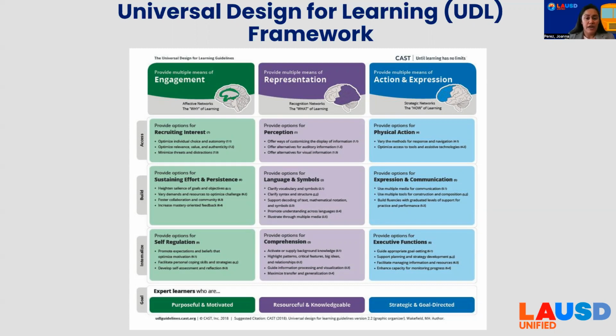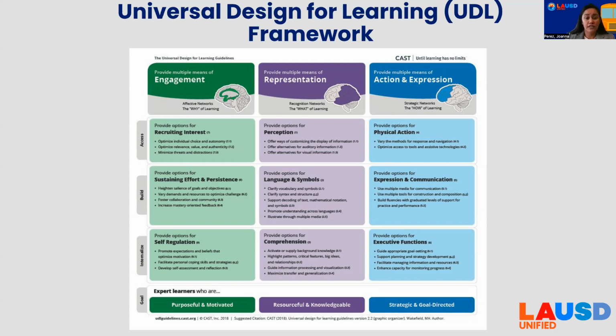The affective networks of the brain are the why of learning, the engagement. This part of the brain needs to be stimulated with interest and motivation for learning. The use of engagement strategies will ensure that students are motivated and interested in learning.